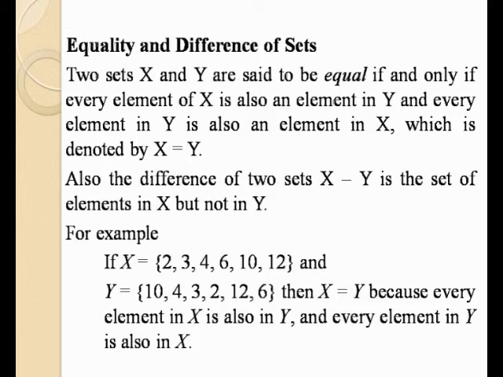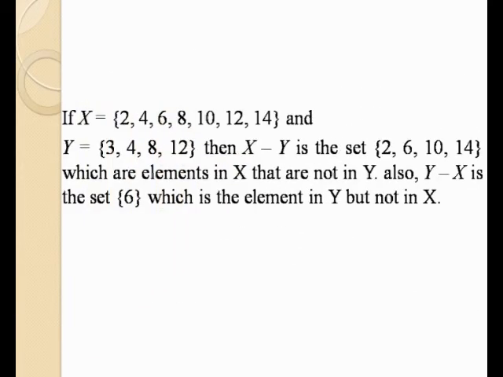Then our next example is example B. If X is equal to {2, 4, 6, 8, 10, 12, 14} and Y is equal to {3, 4, 8, 12}, then X minus Y is the set {2, 6, 10, 14}, which are elements in X that are not in Y. Also, Y minus X is the set {3}, that is, we only have 3, which is a unit set or singleton, which is the element in Y but not in X.